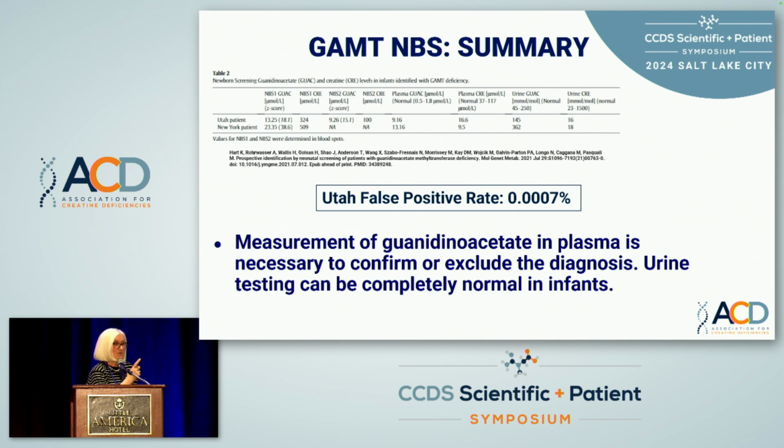So if one does only urine, the risk is there is a good probability, probably I would say 50-50, that the results are going to be within the normal range and you're going to miss the diagnosis. So you can do urine, but you need to do plasma as well, and plasma is the most informative.